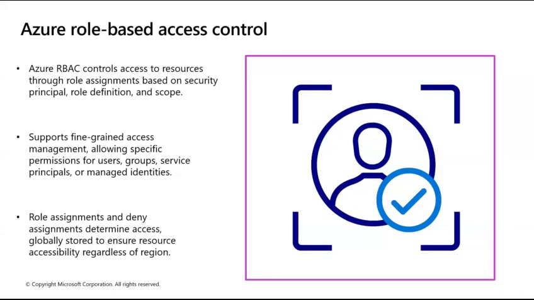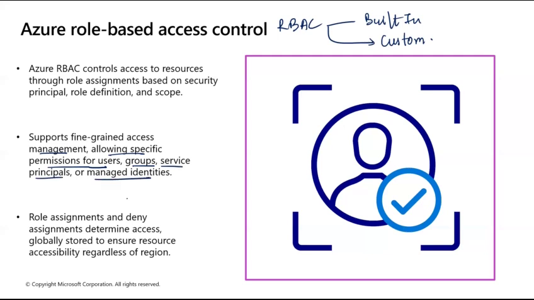See that. Also remember, when we talk about role-based RBAC controls, we have two types of controls. One is built-in, another one is custom. It supports fine-grained access management, allowing specific permissions for users, groups, service principals, or managed identities. Role assignments and deny assignments determine access, globally stored to ensure resource accessibility regardless of region.